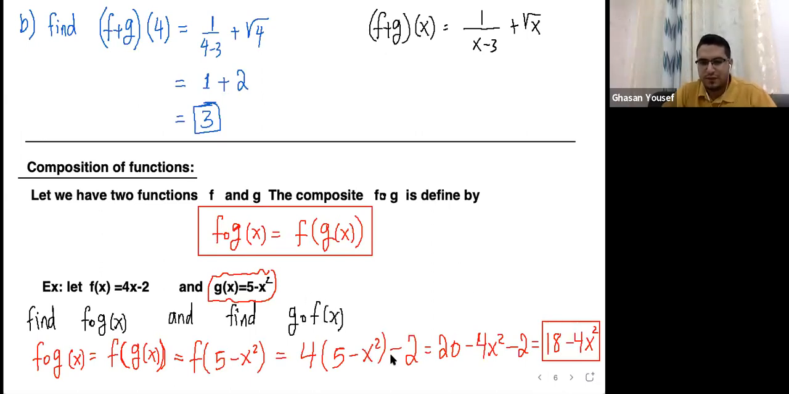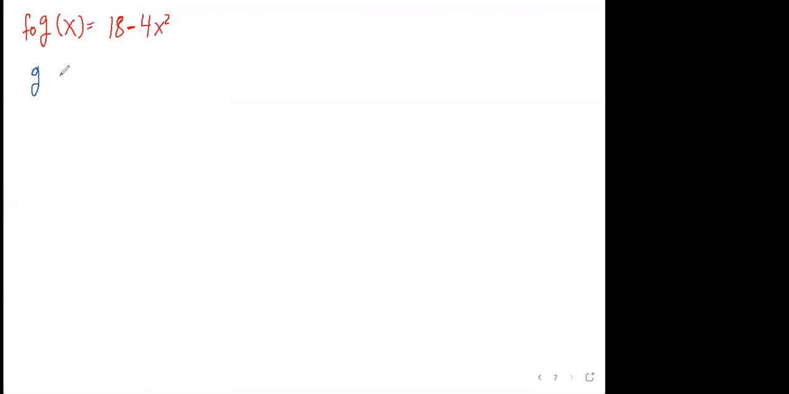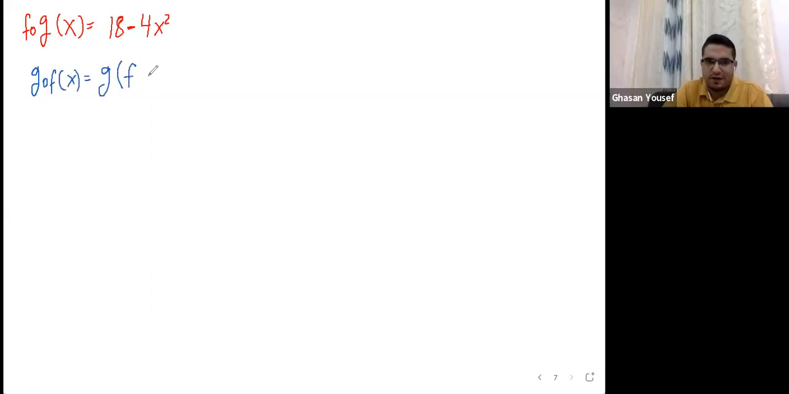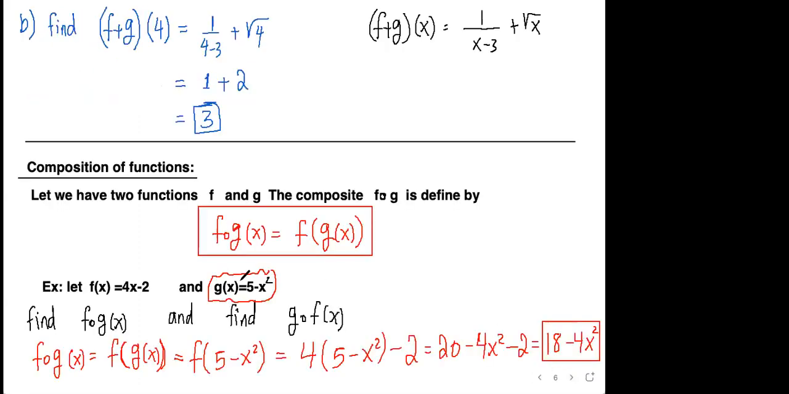Who will do this one? g circle f of x. Can I do it? Yes, go ahead. Okay, so it's going to be 5 minus, and then parentheses. You're going to plug the function f inside the function g. The function g of x is 5 minus, and then parentheses, and then f of x, which is 4x minus 2.